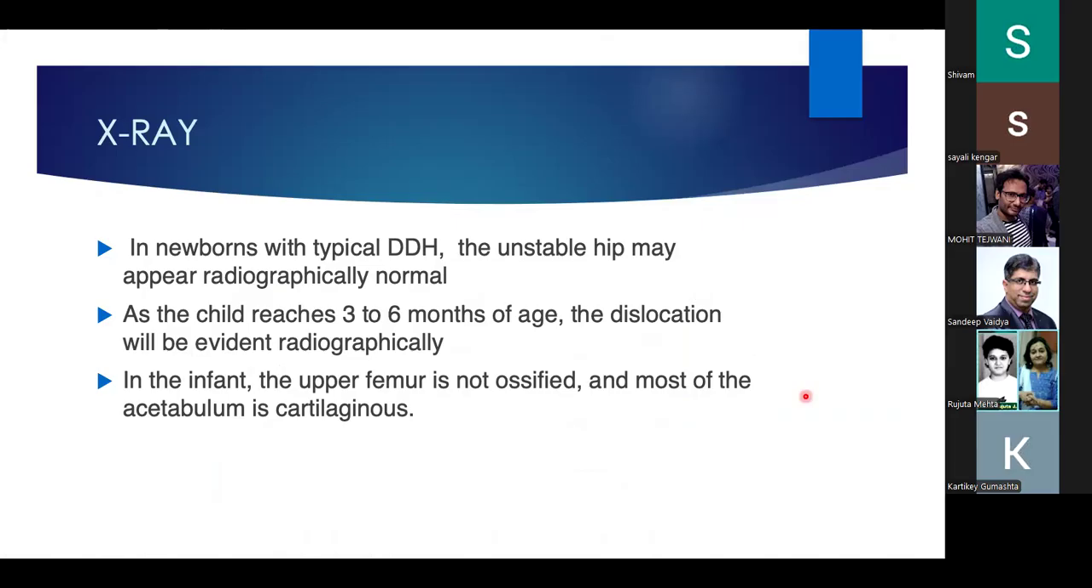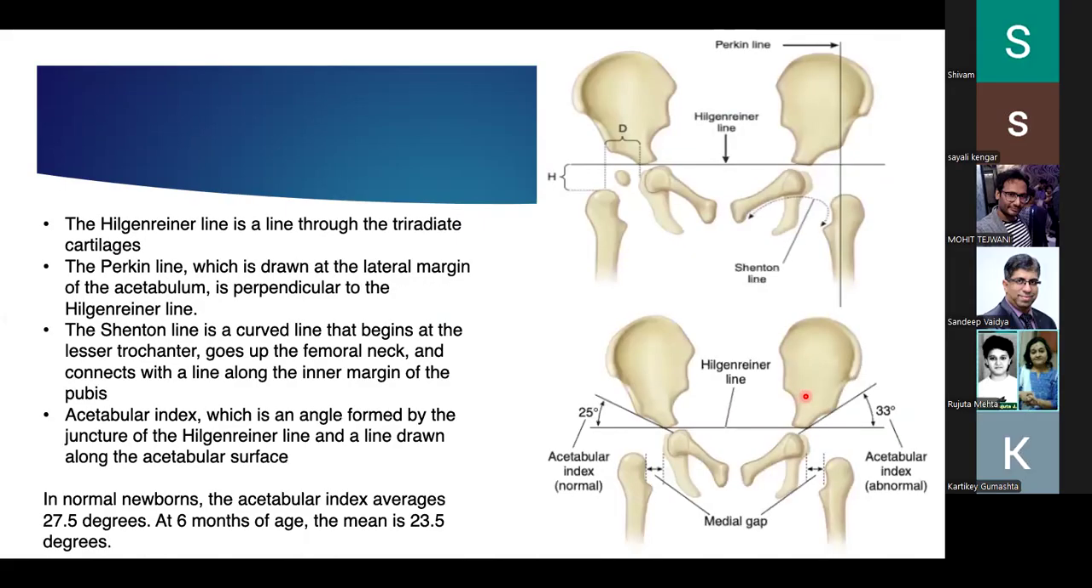X-rays in newborns with typical DDH, the unstable hip may appear radiologically normal. As the child reaches 3 to 6 months of age, the dislocation will be evident radiographically. In the infant, the upper femur is not ossified and most of the acetabulum is cartilaginous.